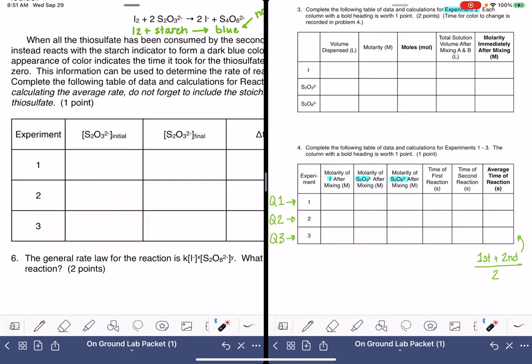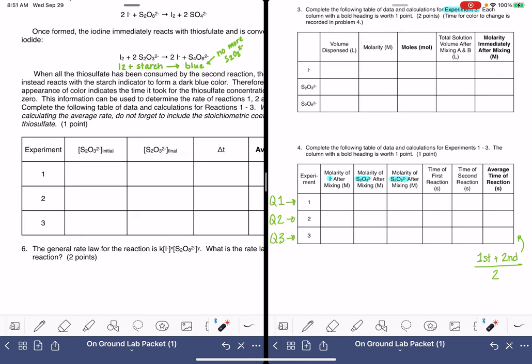So that's where all of this data comes from. Now, the final S2O3 concentration, when the dark blue color appears, is always going to be zero. The dark blue color appears because this amount has gone down to zero. So for all of these, it's zero.